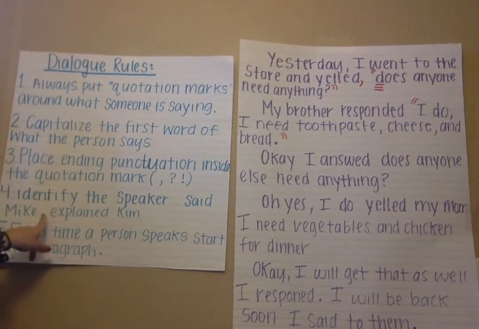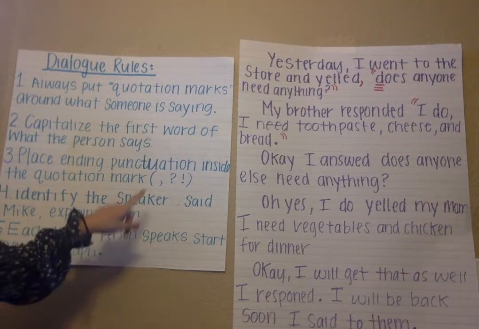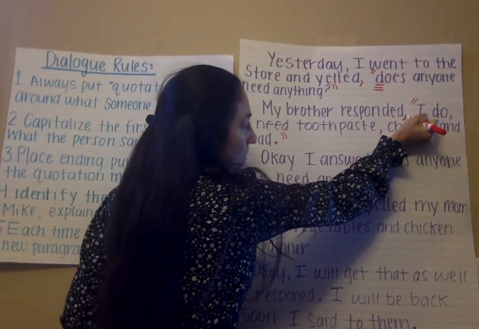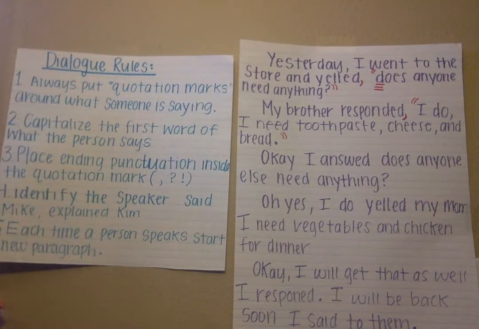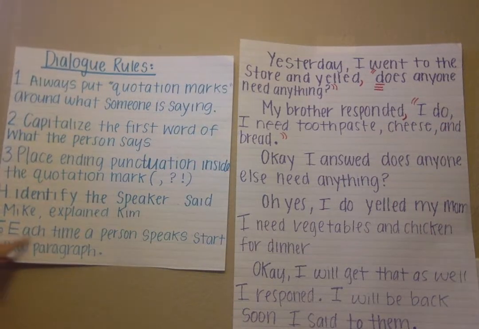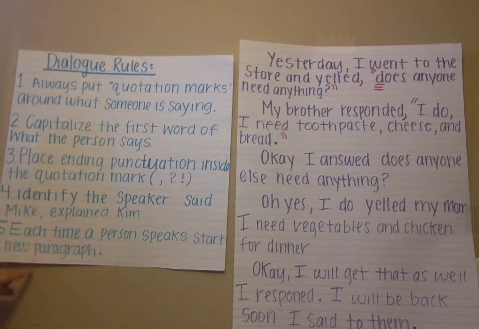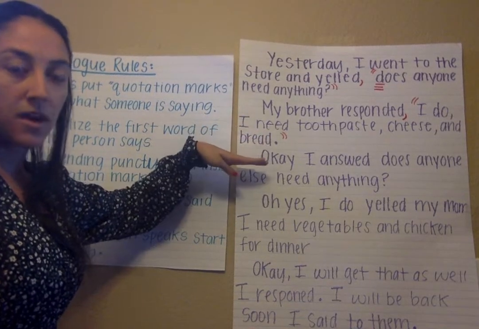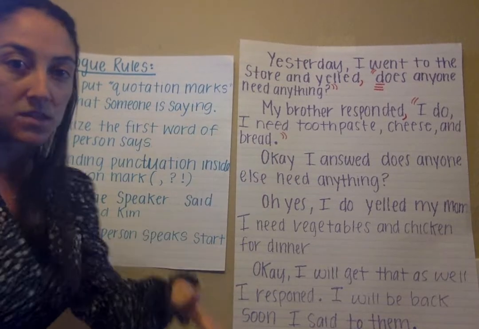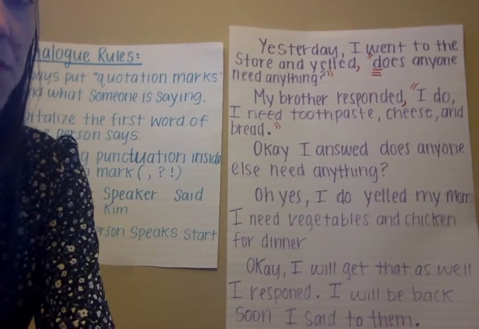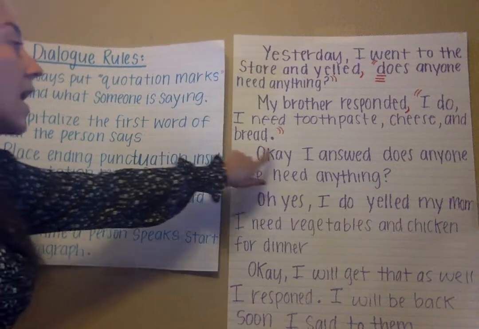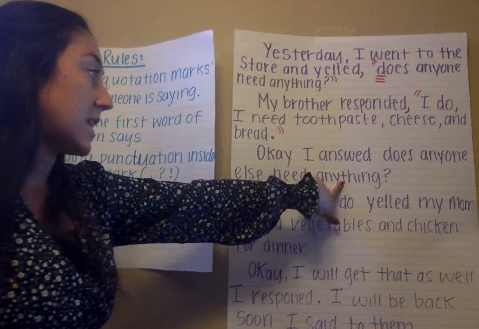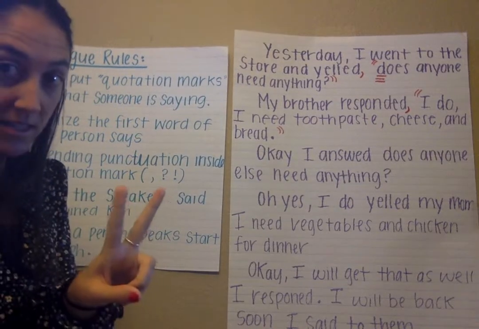Identify the speaker: said Mike, explained Kim. So in this case, it's "my brother responded," comma. Very important that goes there. And then each time a new person speaks, start a new paragraph. So again, I started a new paragraph because now somebody else is going to respond. So now it says, "Okay," I answered, "does anyone else need anything?" So I spoke twice in the sentence.